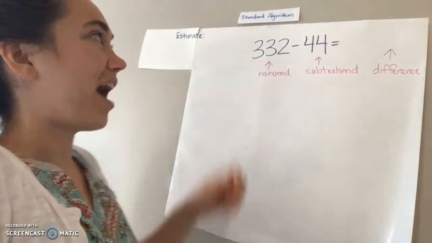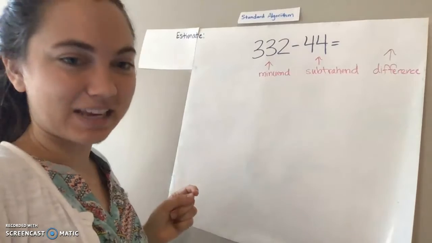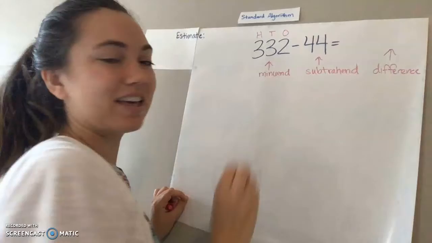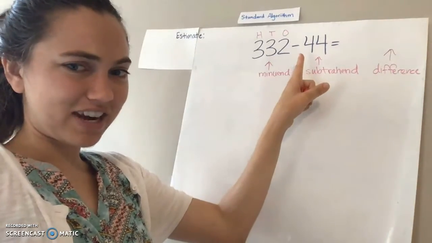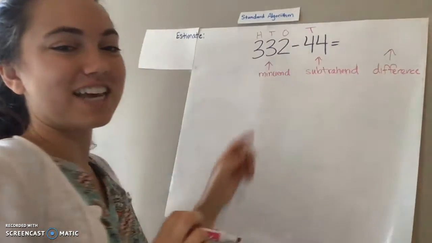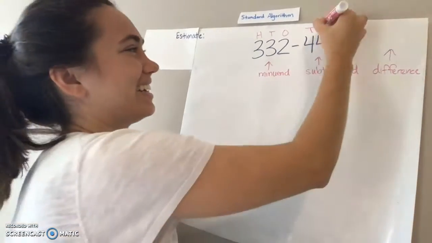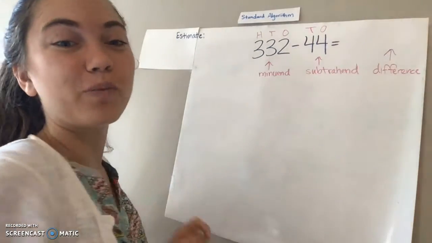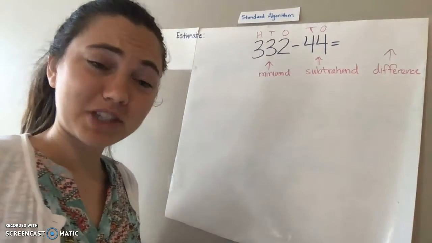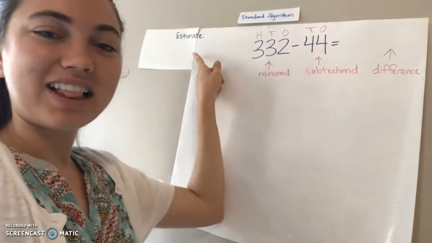Excellent. Now I see in my minuend hundreds, tens, and ones. Let's label those. And in my subtrahend, do I have any hundreds? No, just tens. T for tens and ones. How many ones do I have? 4. There's O for ones.